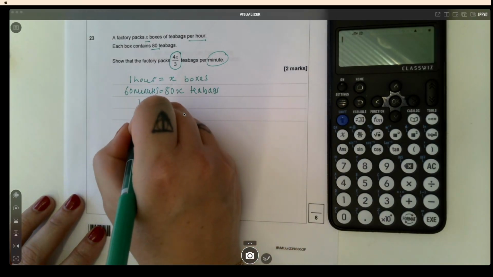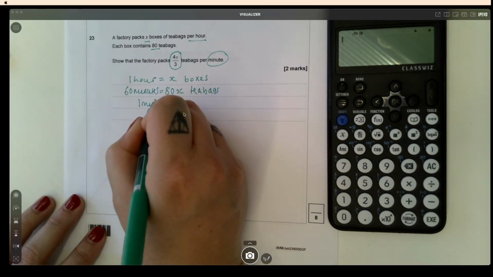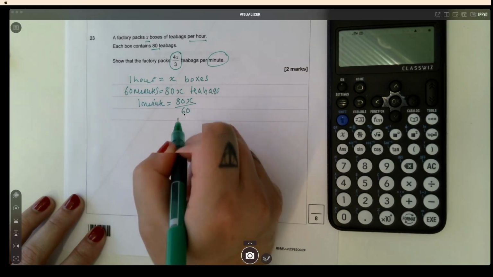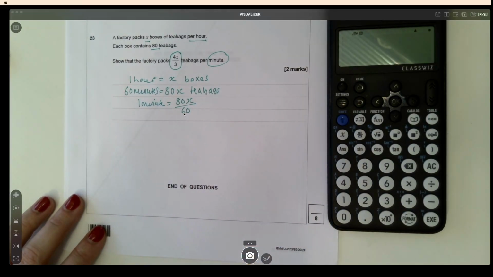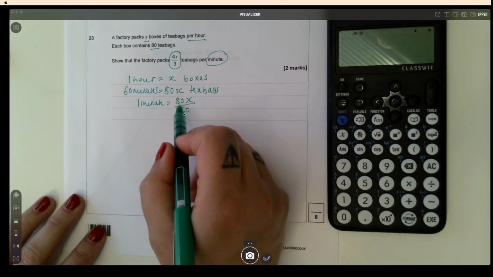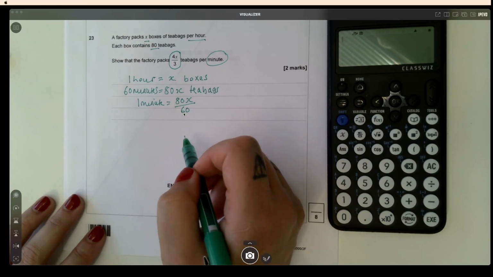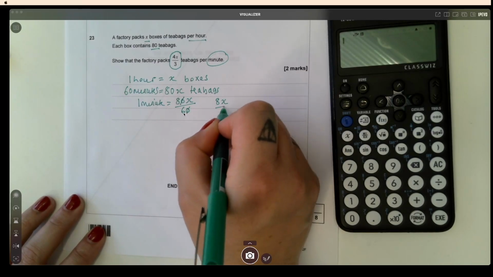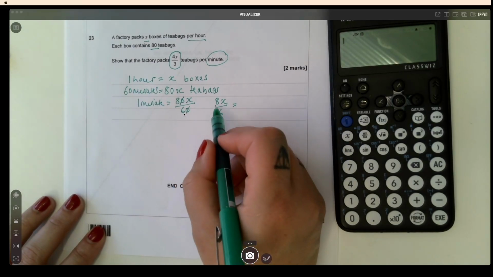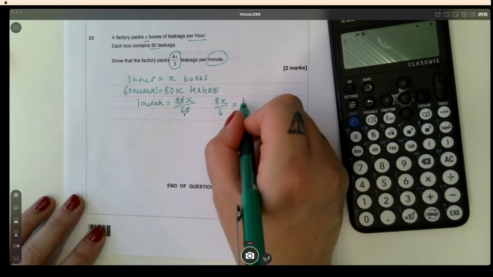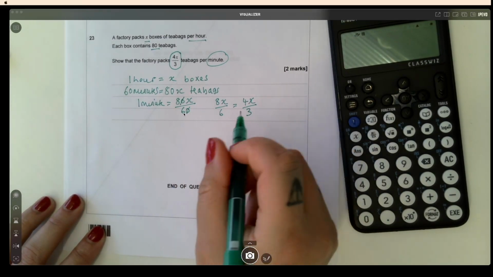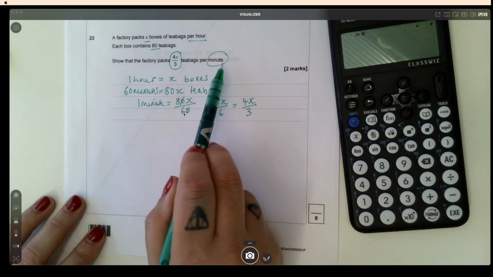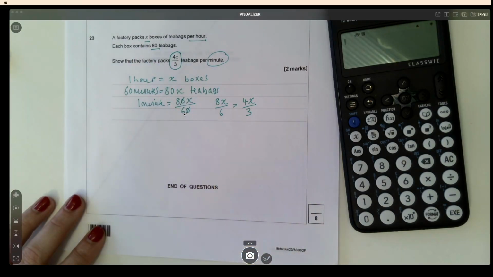So after 1 minute, which is what we're aiming for, the per minute, if we divide by 60, we have 80x over 60 tea bags. So we're going to simplify this expression now. I can divide the top and the bottom by 10, so I get 8x over 6, and then 8 and 6 can both be divided by 2, which gets me to 4x over 3. So I've shown that 4x divided by 3 tea bags per minute are packed by that factory.